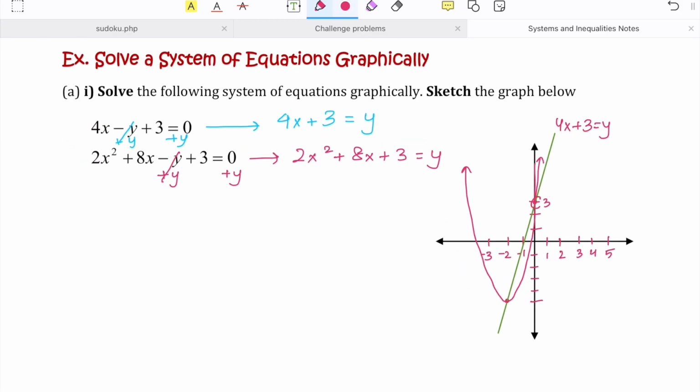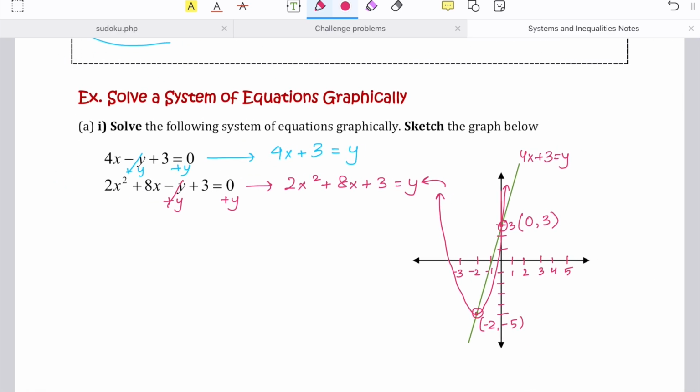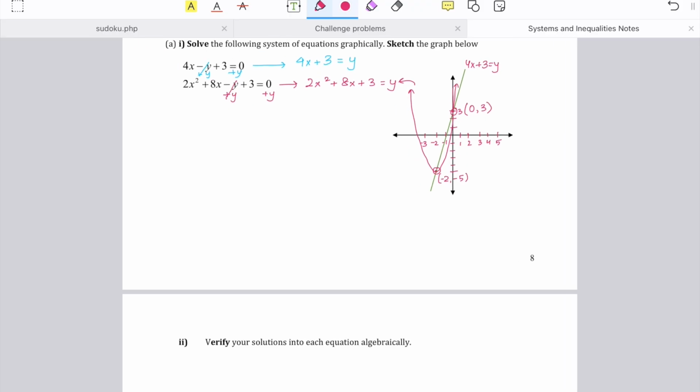And these are my points of intersection. So I need to put a label on my graph and say 0, 3 and -2, -5. Okay, and that's it. That's all we need to do. Good. Now we need to verify if our solution was correct or not.